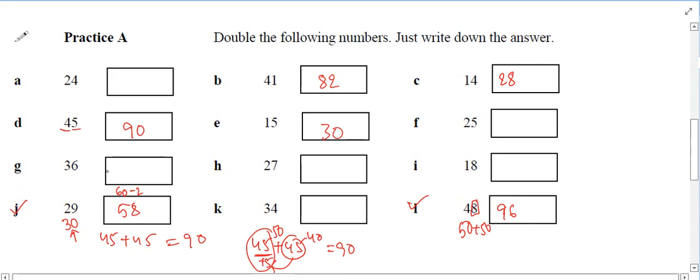Then Shravani. Yes, sir. G. So 30 plus 30 is 60 and 6 plus 6 is 12. Together we have to add 60 plus 12, which is 72. 72, correct.